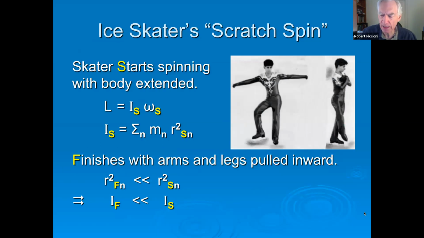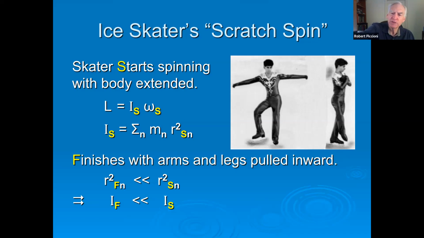Okay, so that gets us to something fun. And that is, if you've ever seen Olympics skating or some national or international competition, ice skating, then you've often seen the performance come to a conclusion in which the skater does this motion, which is called a scratch spin by the people in the trade.